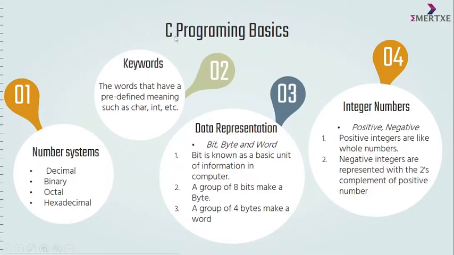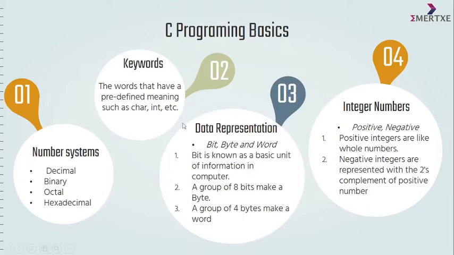The basics of C programming. Number systems are decimal, having a base 10; binary, having a base 2; octal, having a base 8; hexadecimal, having a base 16. Keywords are the words that have a predefined meaning, such as char and int. Char means character, int means integer, and so on.